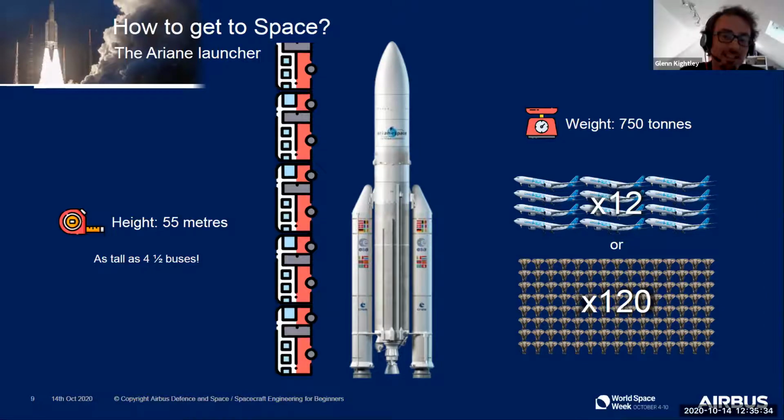And if you bear in mind most of that rocket is there to get the rest of the rocket into space. It's only the very top bit of it that will have the spacecraft in. So that's 750 tonnes, a lot of aircraft, or 120 elephants, depending on your scales, and it's principally fuel. So we throw loads of fuel out the back to get the front end into space, and that's how we deliver our spacecraft up beyond the atmosphere.